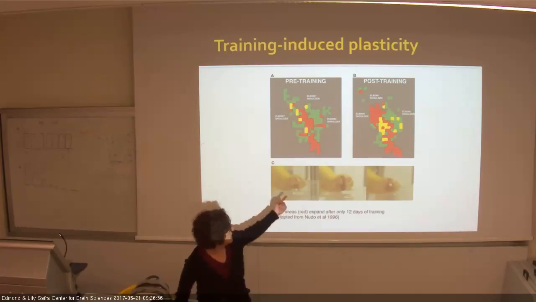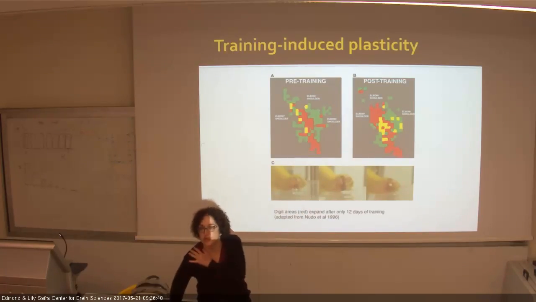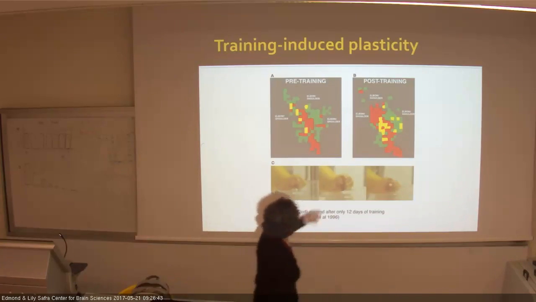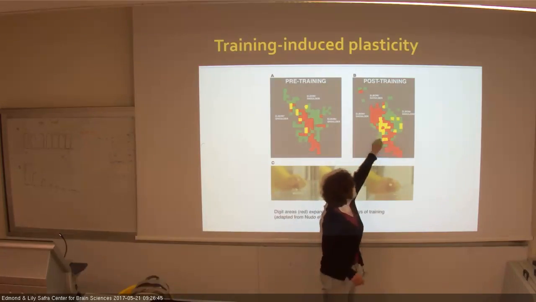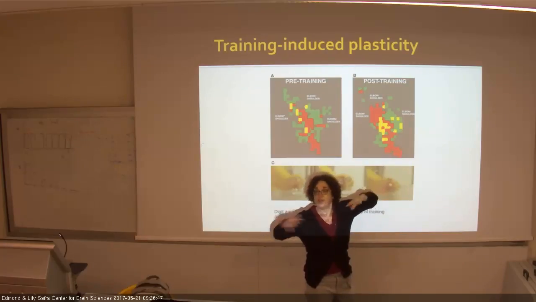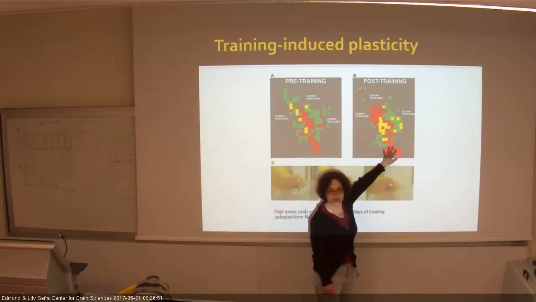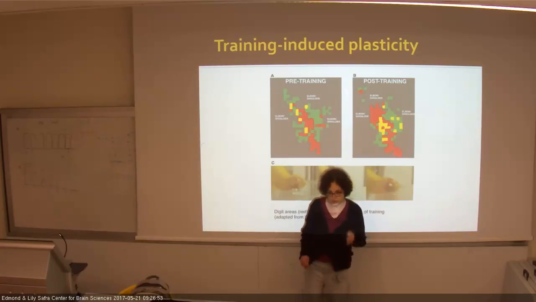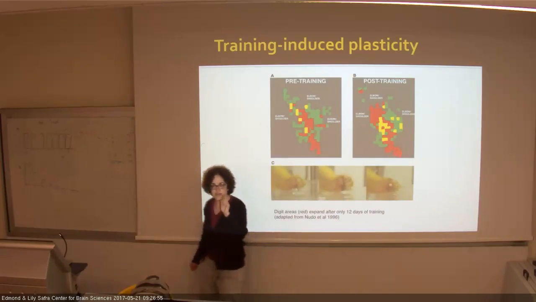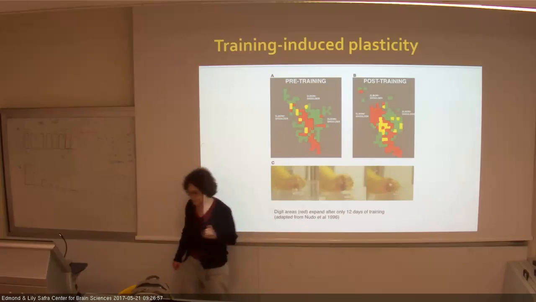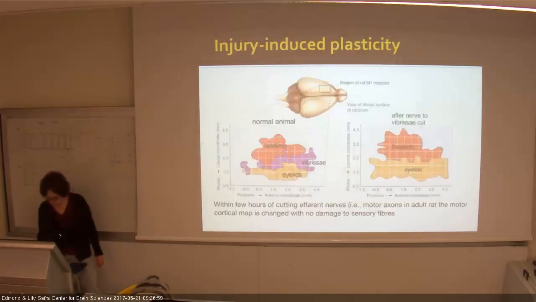And again, if you now train that monkey on a shoulder task, you'll see that the green area will expand at the expense of the red area. So yes, it is clear that it is task and training related. This is one type of plasticity. The other type of plasticity is an injury.